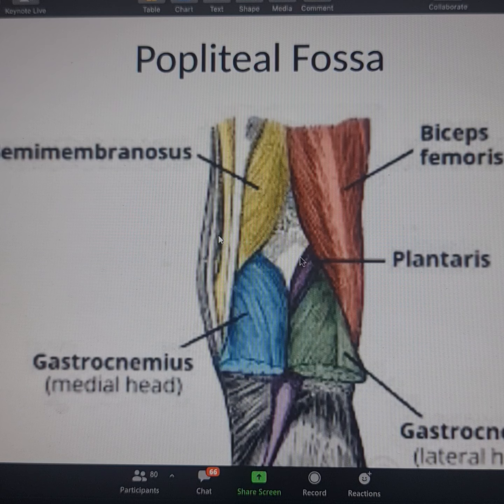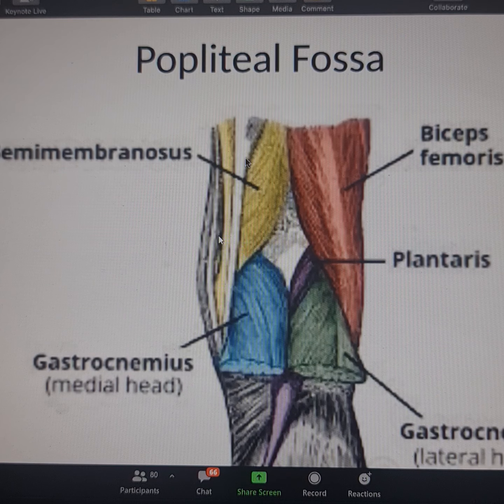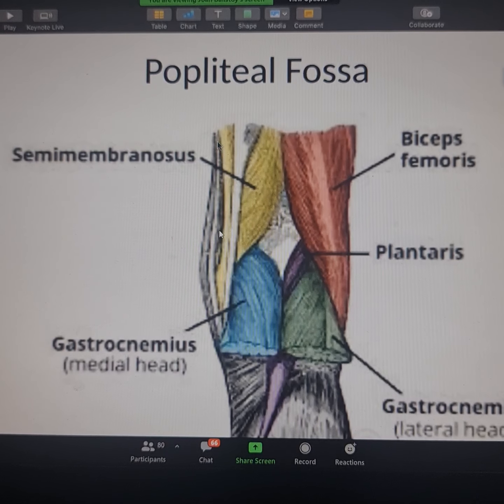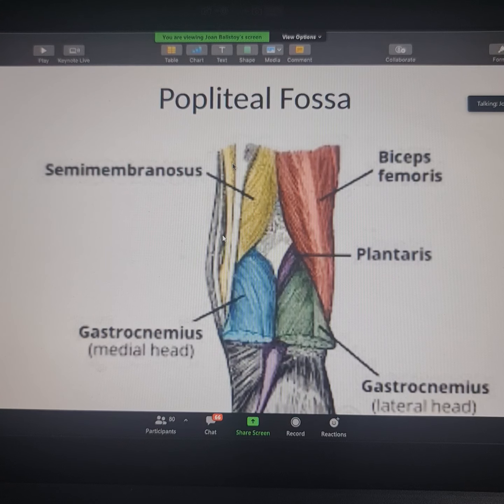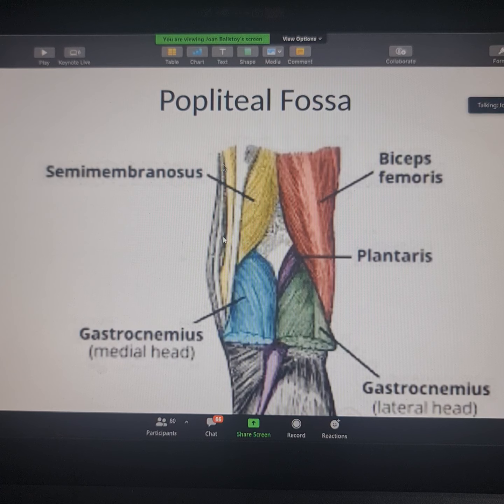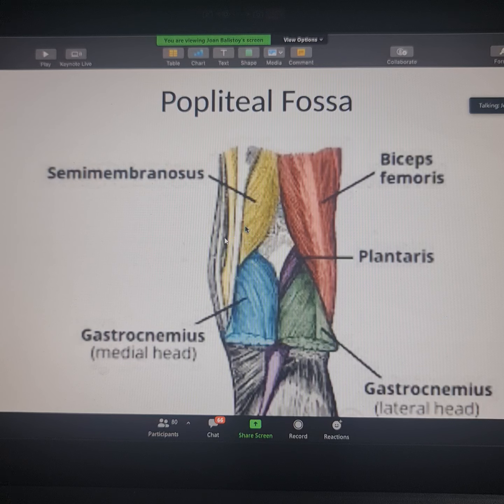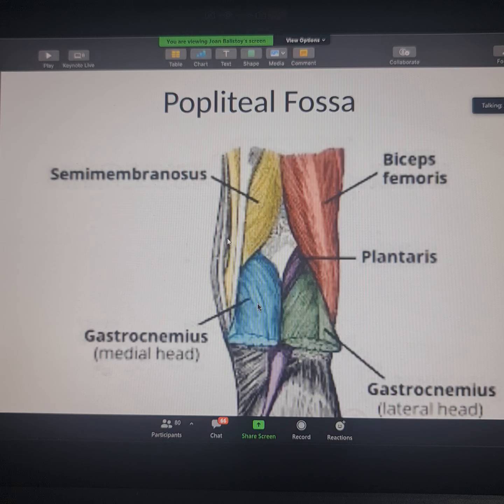So let us now see what are the things that we can see. As you can see, the concavity is on this side. Therefore, this is the medial side, or the middle side. And we can see here the biceps femoris, the semimembranosus, the semitendinosus, the gastrocnemius, the medial and lateral head, and the plantaris. Therefore, these are the boundaries of your popliteal fossa. The same muscles are the boundaries of the popliteal fossa.